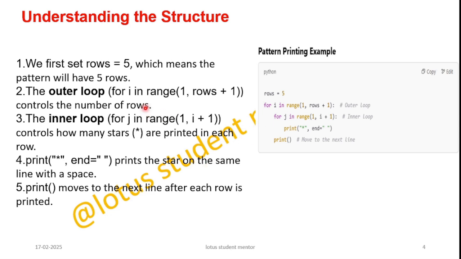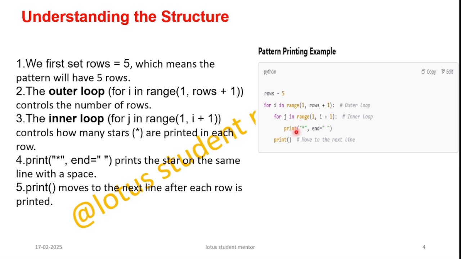Let us see. We first set rows to 5, which means the pattern will have 5 rows: first row, second row, third row. The outer loop, for i in range(1, rows + 1), controls the number of rows. And the inner loop controls how many stars are to be printed in each row. That is what the inner loop does.